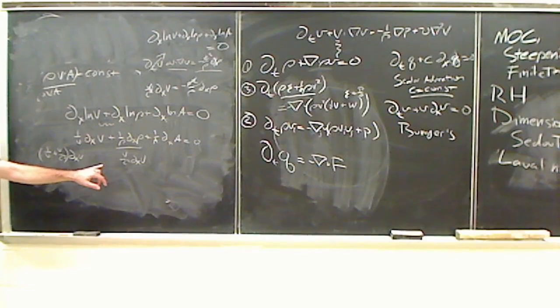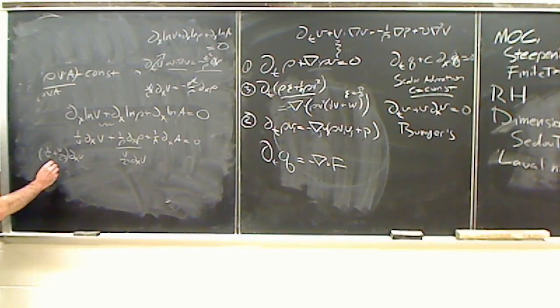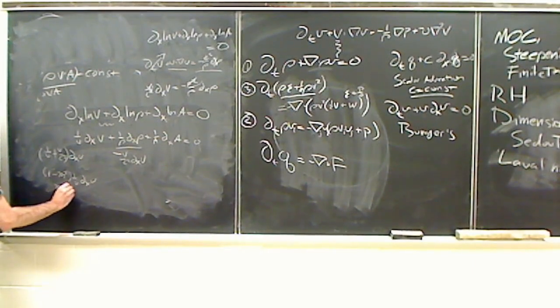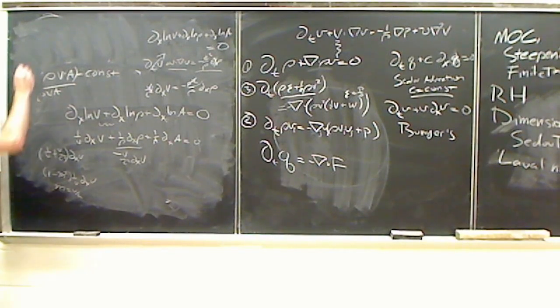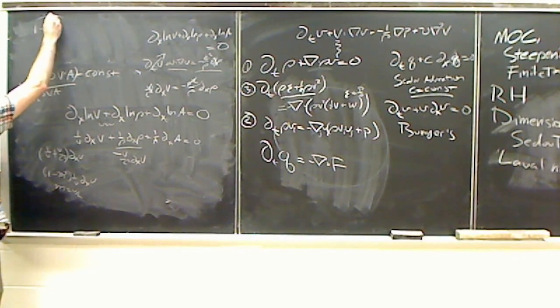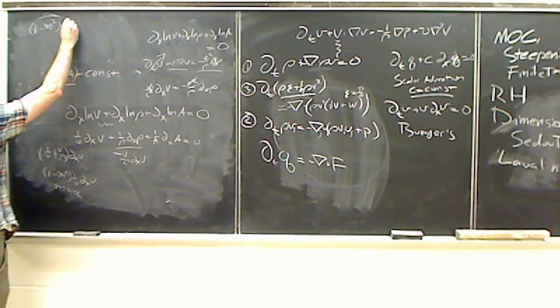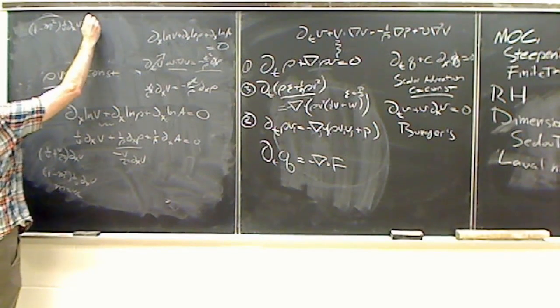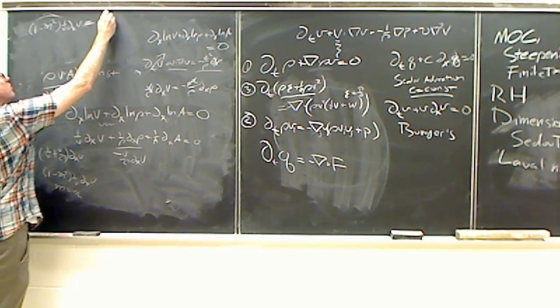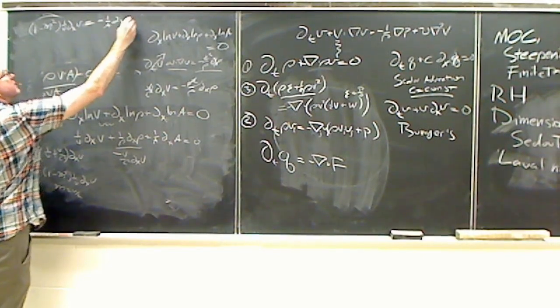I could just factor out a 1 over v. Oh, I dropped a minus sign here. There's a minus sign there, so this is a minus right here. I factor out a 1 over v, and this becomes 1 minus the Mach number squared times 1 over v dx v, where the Mach number is just the velocity in certain units. So my continuity now becomes 1 minus the Mach number squared times 1 over v dx of v equals minus 1 over a dx a.